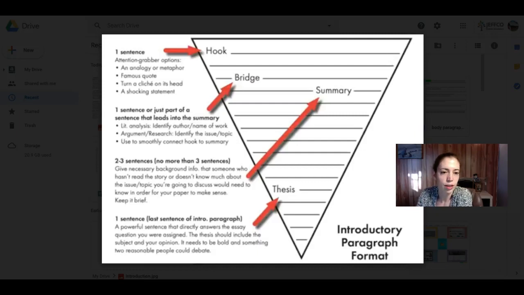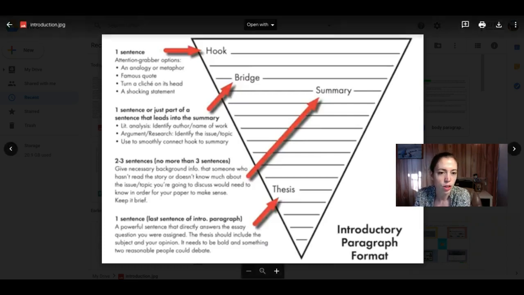So we're going to go ahead and talk about introductions for a few minutes, because this is a part of the paper, or a part of the essay, that sometimes mystifies students and they're not quite sure what to put other than their thesis statement. So here you can see this diagram that we've got. And basically it breaks it down part by part as to what's supposed to go in here. So there are 4 different parts, okay?